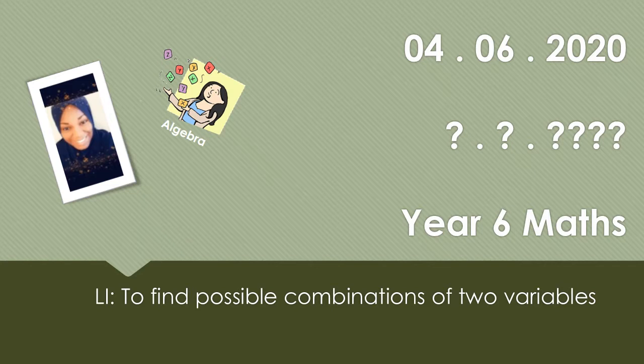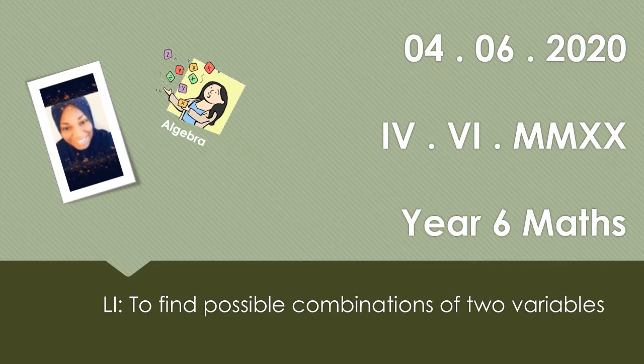So, moving on to today's lesson. Today is the 4th of June 2020. And I think it's really important I try and keep you up to date with the dates, because those of you at home probably forget what day of the week it is and what date it is. So it's the 4th of June 2020. Make sure you're writing the date in Roman numerals as well and writing our learning intention, which is to find possible combinations of two variables.